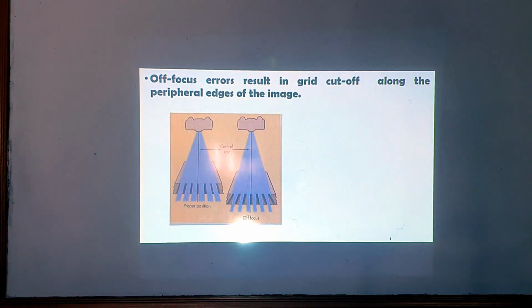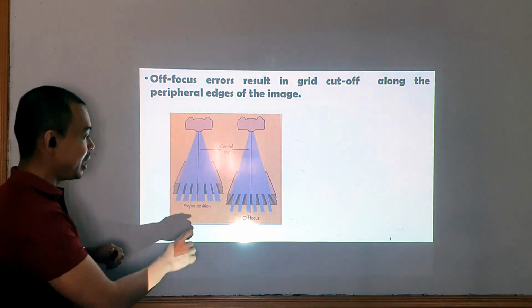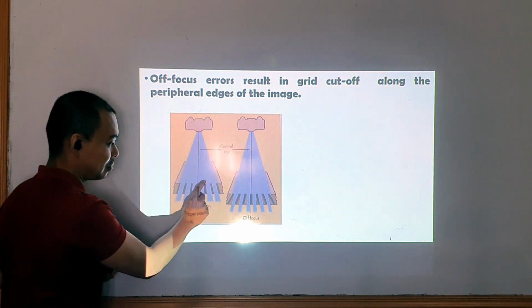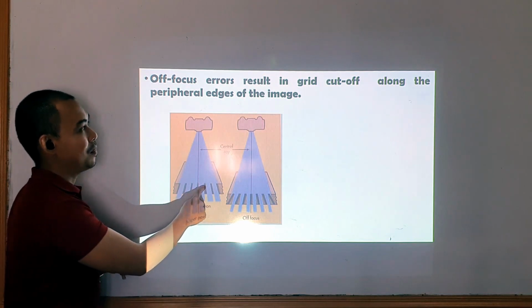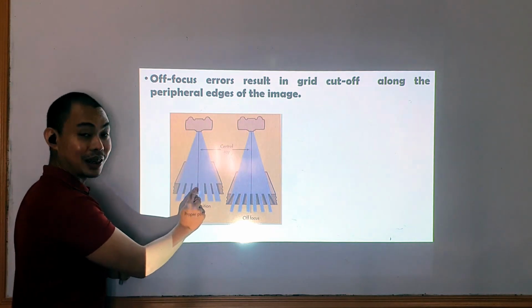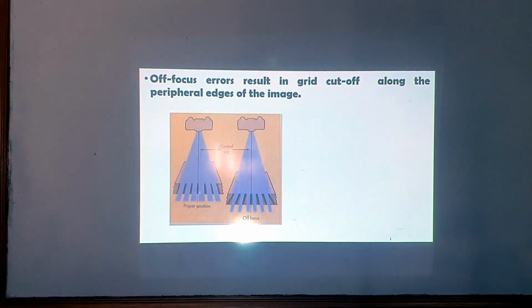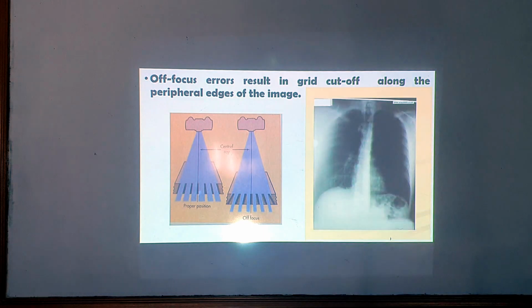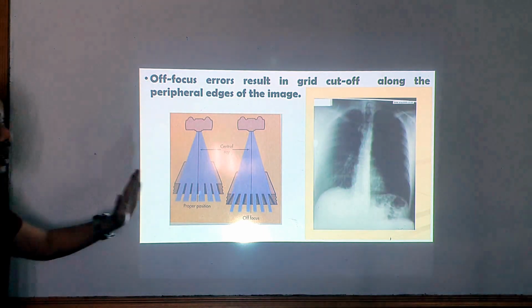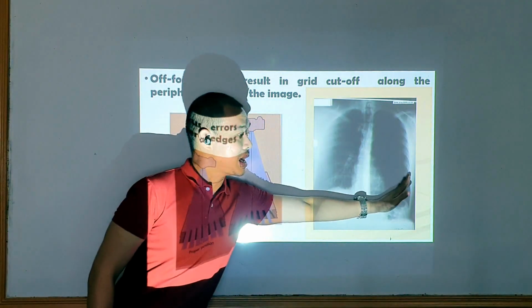An off-focus error results in a grid cutoff along the peripheral. When I say here, do you think it's correct? When we talk about peripheral? No, because this is the central. Peripheral is this and this. Right? So an off-focus error will result in a grid cut-off along the peripheral edges of your image. Just like this. Peripheral edges. Sides.